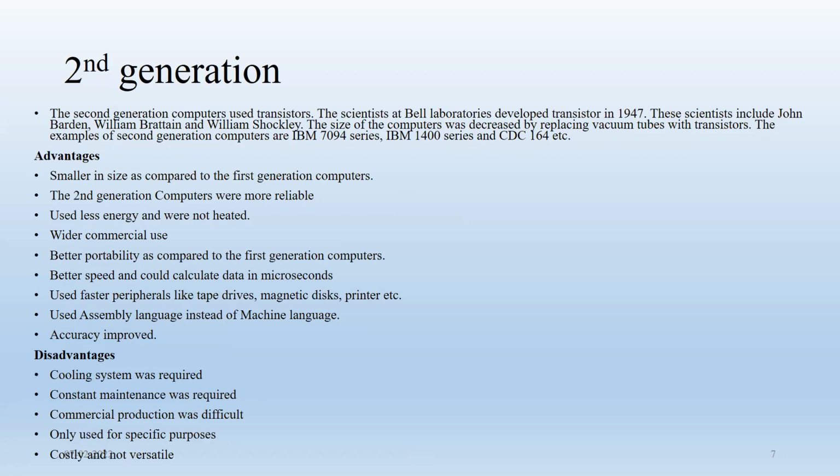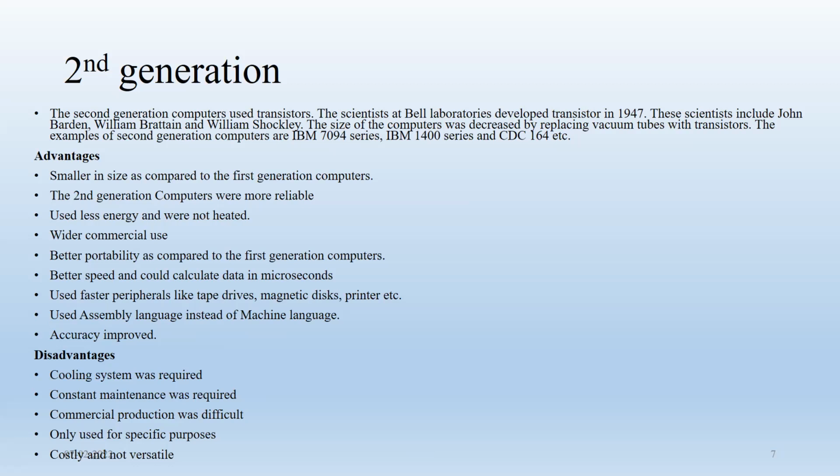Then we had second generation, and vacuum tubes had been replaced by transistors. In 1947, the transistor was discovered. These scientists include John Bardeen, William Brattain, and William Shockley, who discovered transistors, and that created a revolution in the innovation of new computers, new generations. The size of computers was decreased by replacing vacuum tubes with transistors. Examples are the IBM series.